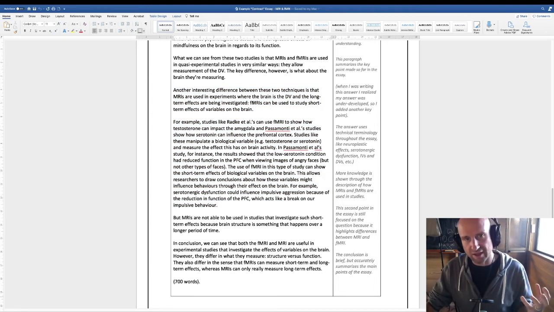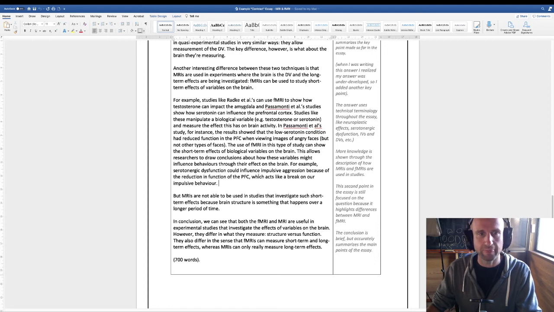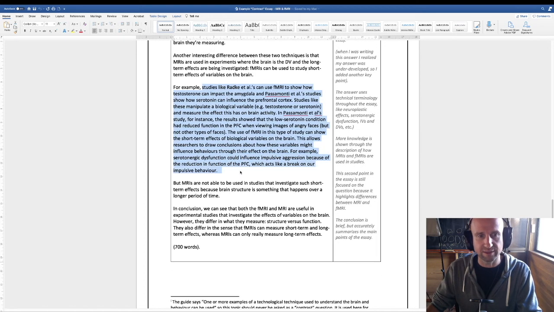So fMRIs can look at short-term effects on the brain, like we change brain chemistry and see what happens, or we change our biology and see what happens, whereas MRI, we're not looking at those short-term changes, it's looking at more long-term changes because the structure of the brain takes longer to actually change than the activity. Okay, and then I'm going to use a study here to demonstrate that. Now, this wouldn't score a perfect 22 out of 22.